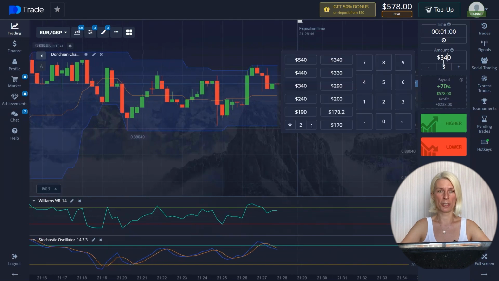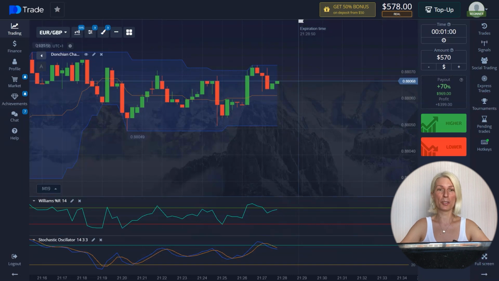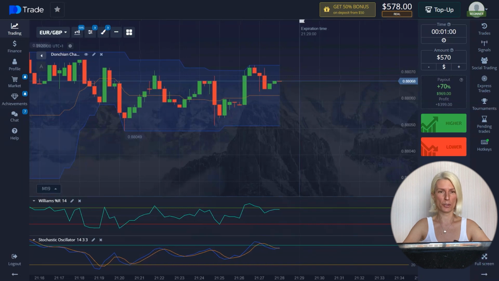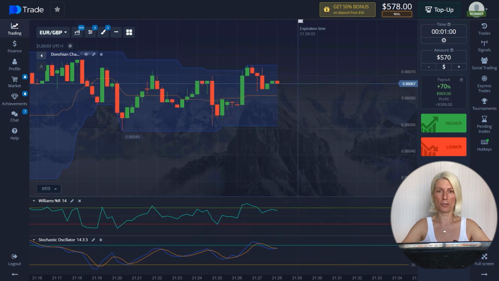$578. Fine, we can continue, but before that, we will increase the trade amount again, increasing it to $570. We will leave $8 on the deposit. Now you can start searching for an entry point for the next trade.